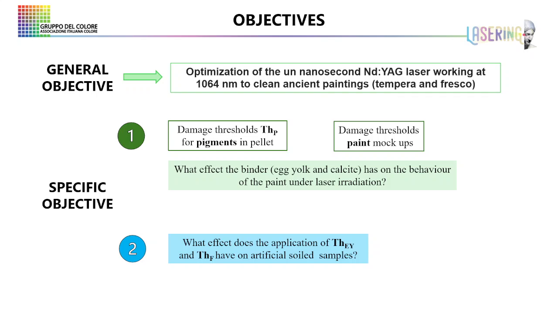nanometers to clean ancient paintings such as tempera and fresco. Two specific objectives are the effect of the binder on the behavior of the paint under laser irradiation, considering the damage threshold fluence of the pigments and the damage threshold of the painting. This same damage threshold fluence is going to be applied on the solid artificial samples, and the second specific objective is to evaluate the effect of the application of this fluence.